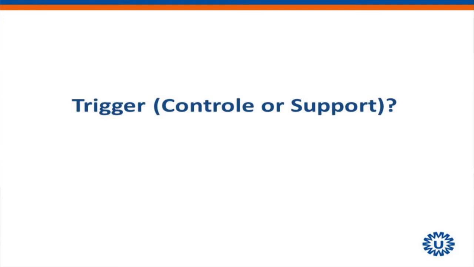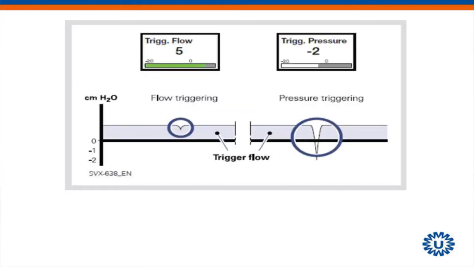How do you recognize the trigger? There are two types of triggering. What you see on the left is the flow triggering, and what you see on the right is pressure triggering. I think all of you use flow triggering. Is that correct? No? Yes. In adults, sometimes they use pressure triggering.